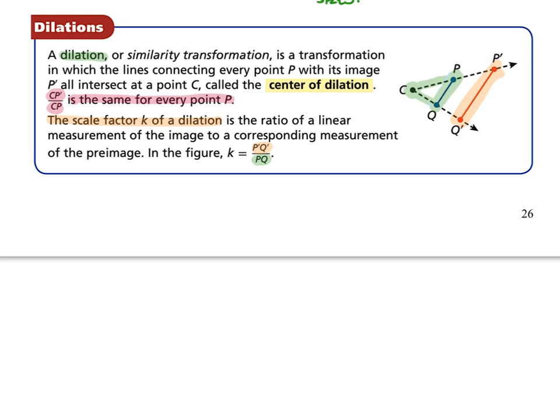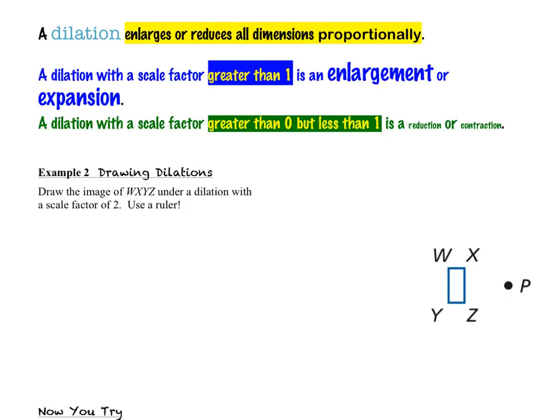So we're going to look at some specific scale factors in some specific examples. Don't worry about this very formal definition, but you can look back on it for that idea of similarity and how it's all proportional. A dilation enlarges or reduces all dimensions proportionally. That's what we can have as our takeaway from the formal definition.